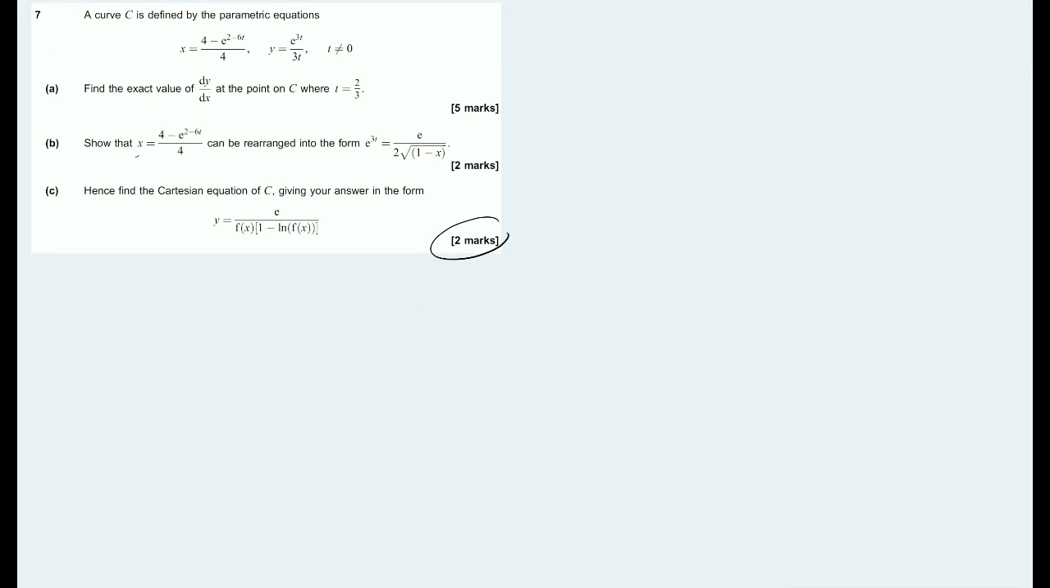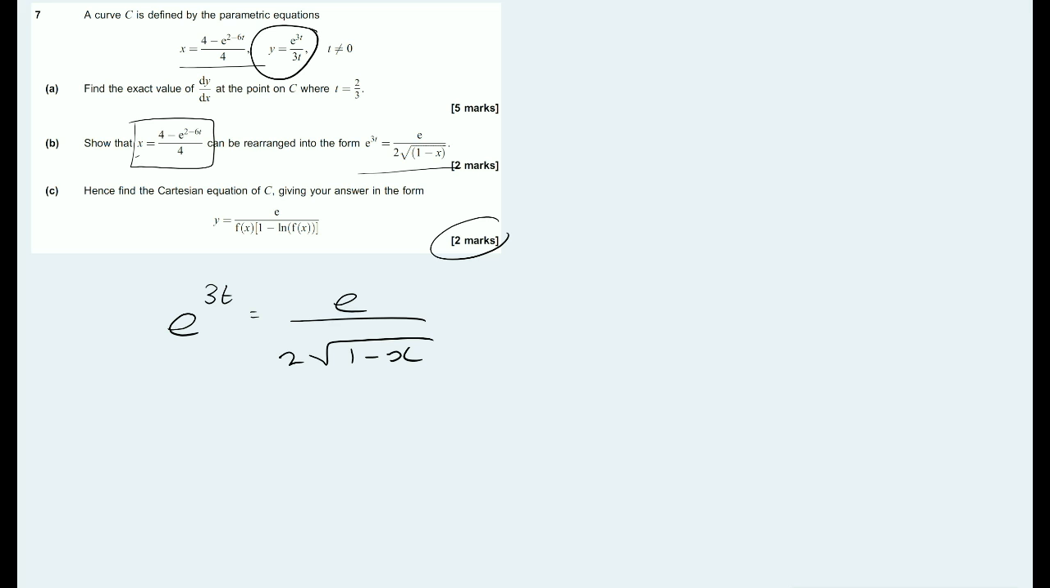We've been asked to show that the first one rearranges into this. So what this is telling me is that this is going to be useful for this x term, because what we're going to try and do is obviously eliminate the t part of these 2 equations. So if we take this one, e to the 3t equals e over 2 root 1 minus x. Okay, now I'm going to try and get this in terms of t, or in fact in terms of 3t, because what I want to do is sub it in to y. I want to use it for the y term, because if I know what e to the 3t is, I just want to know what 3t is.